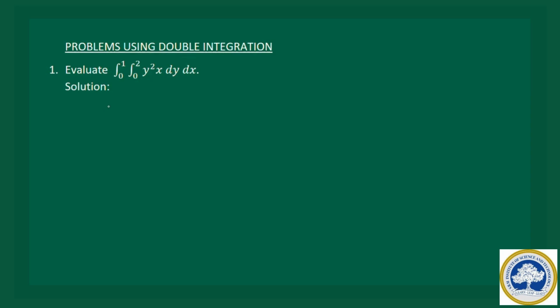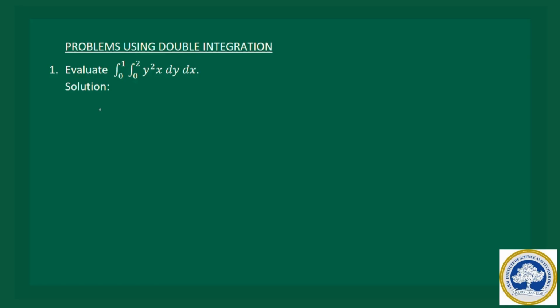Now let us see a problem using double integration. The question is: evaluate the integral from 0 to 1, integral from 0 to 2, of y square x dy dx. The procedure for double integration is usually by using single integration. We integrate the same way. First we have to start with the innermost integration.